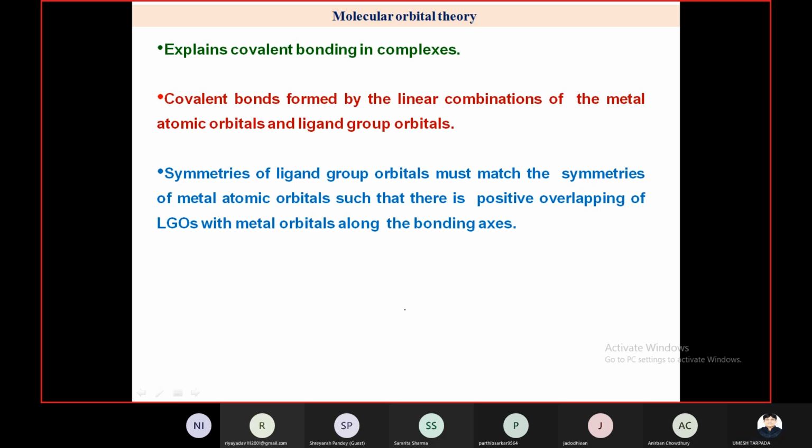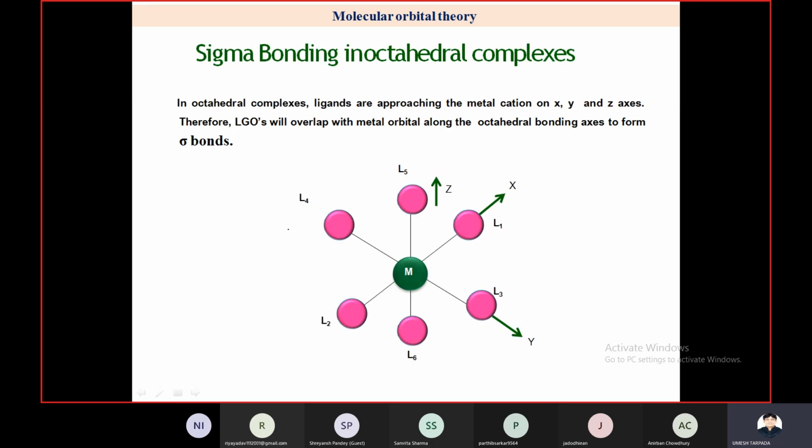Okay. When a covalent bond is formed, what is the requirement? In order to have a covalent bond, you need head-on overlapping. Yes, if the metal atomic orbital and ligand group orbital have the same symmetry, then they overlap and form a bond. That is called positive overlapping, and you can have a covalent bond. Now look here: sigma bonding in an octahedral complex.